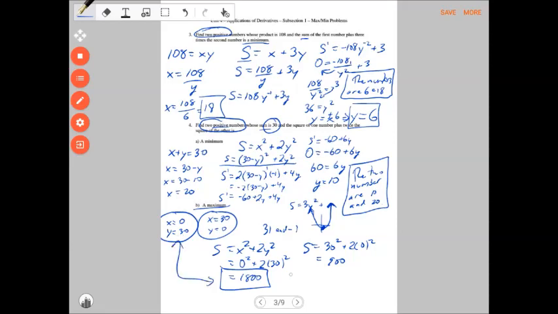So the two numbers, we get a max at x is 0 and y is 30. It's weird we don't use derivatives for this particular one because, again, the parabola itself doesn't have a maximum just by the context of our question.